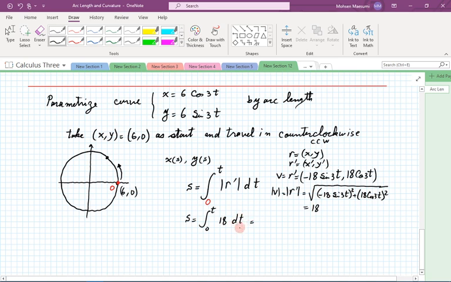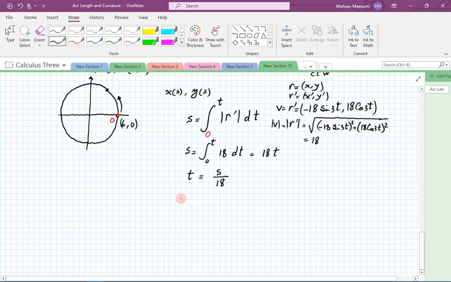Well, 18 dt, when you integrate it, it's 18t. From 0 to t becomes simply 18t, which then tells you the time is s over 18. So this is a way of telling time based on how much you have walked. If you tell me how much you have walked, I divide it by 18, I will know what time it is. Well, what are you going to do with this? Well, I know the time. I replaced my time with that.